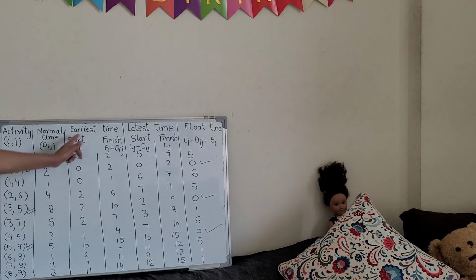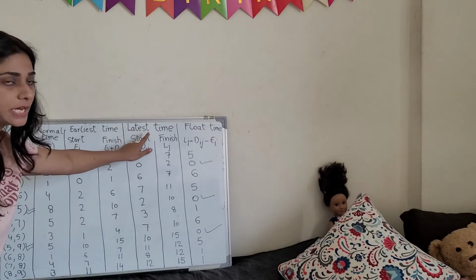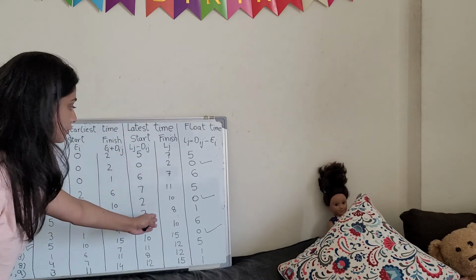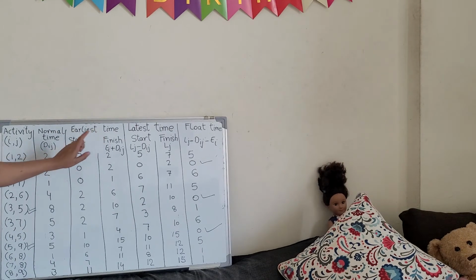Got it? Now the next column is earliest time, and the next column is latest time. This column we will divide in two parts, and latest time also we will divide in two parts. First one is start, second one is finish. Start means Ei. This is the start activity, this is the finish activity, the end activity.